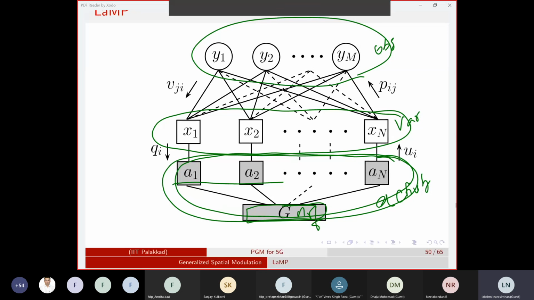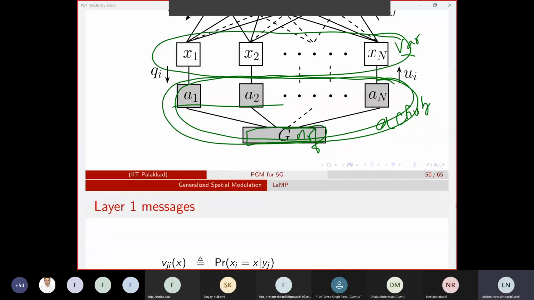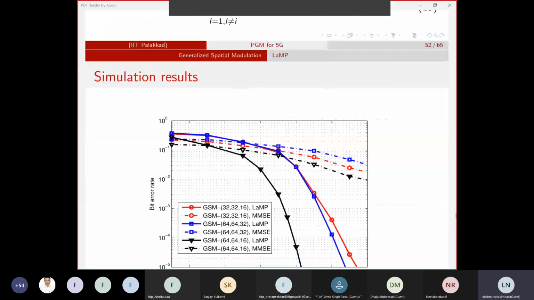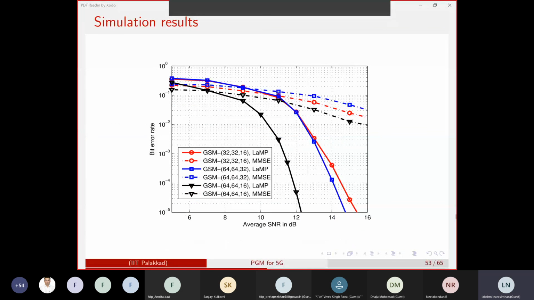So once again, how we constructed the messages earlier, we can do the same construction here. The variable nodes simply multiply the messages that come in from all the factor nodes, and the factor nodes just take in all the messages from the variable node and then apply their factor. So we do the computation here, and once you compute, we can do a similar demodulation here. I'm just showing the results.